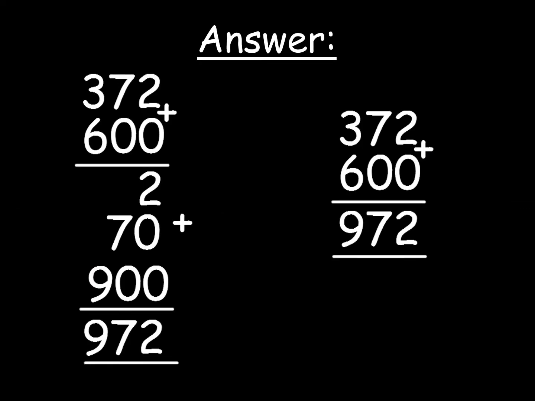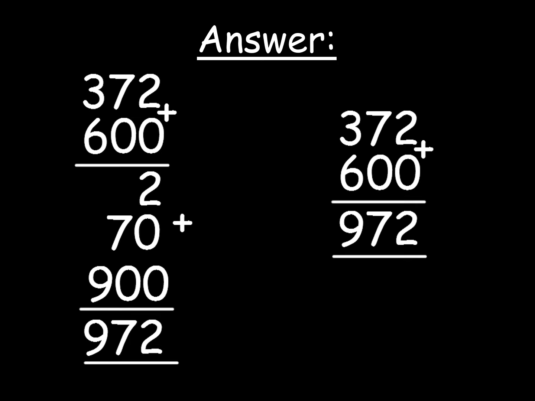Now to work it out, some of you might have preferred to do the expanded column addition like we did in Year 3. That would have been absolutely fine. So you would have started by adding your ones. 2 add 0 is 2. Then you would have added the tens. So we know the value of that 7 is really 70. So 70 add 0 is 70.